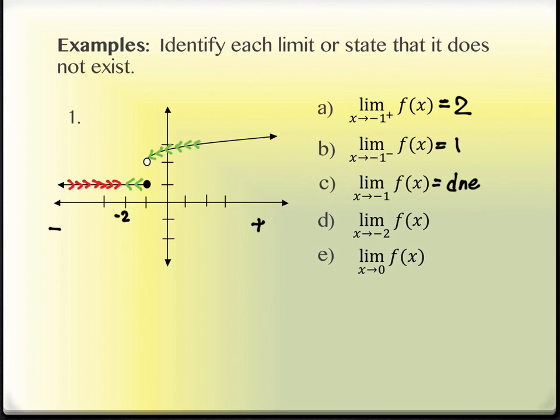And what value, in this case, are they approaching? 1. It's still 1. And it's 1 from both directions, right? They are approaching the exact same place. So the limit for D is actually 1.